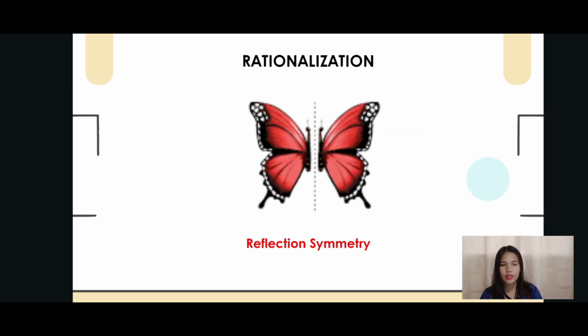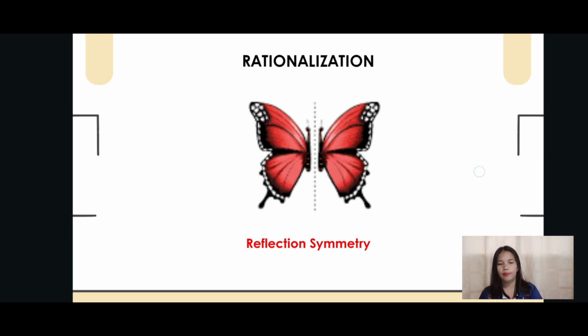Next is the reflection symmetry. Reflection symmetry is a type of symmetry in which one half of the object reflects the other half of the object. It is called the mirror symmetry or line of symmetry. A classic example of reflection symmetry can be observed in nature, just like a butterfly. If you cut a butterfly in half, the 2 parts will be the same, or it just mirrors itself. So that is reflection symmetry.